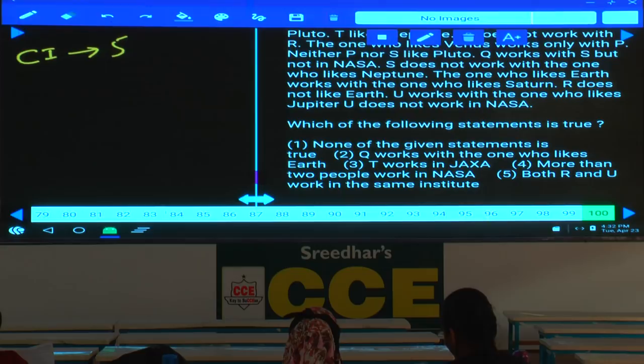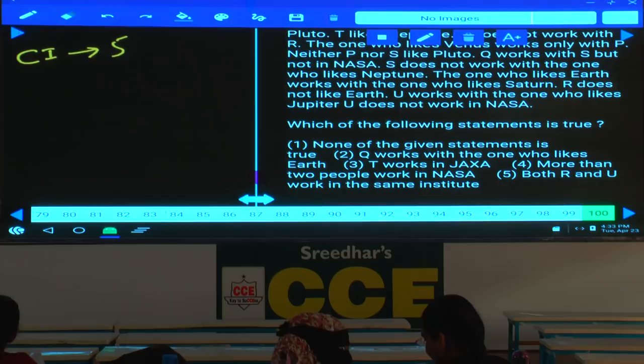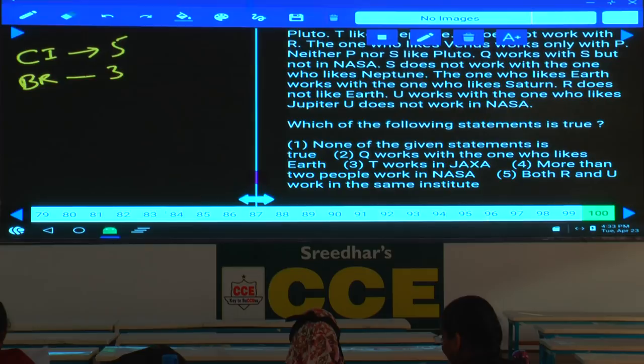Now, coded inequalities first. Then after 77 to 81, next one, blood relations. How many questions are there? There are 3 questions, blood relations 82 to 84. Next one, 90 to 92. Which category does 90 to 92 come under? Comparisons. Now, comparisons, 3 marks.